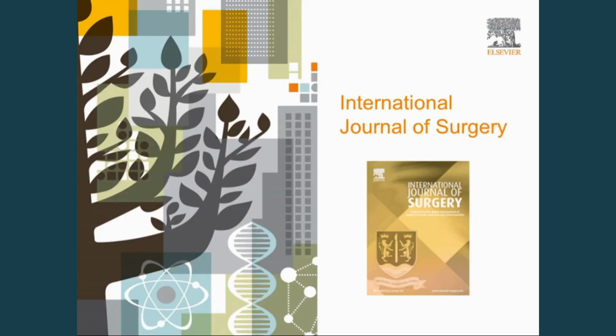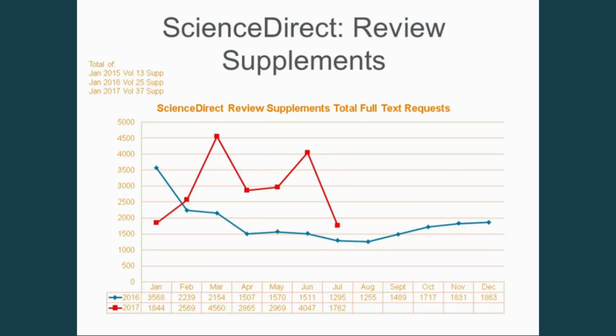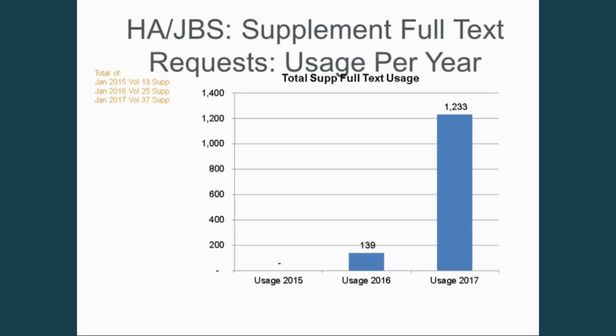We now move on to the International Journal of Surgery and discuss similar sorts of numbers for this, but bigger numbers. We now have in 2016, you can see in January there were 3,568 full text requests on ScienceDirect for the supplements of peer review that had been published at that time. And you can see how this changes over the course of 2016, and then it goes up to another level again in 2017. So again, significant increases in interest and usage.